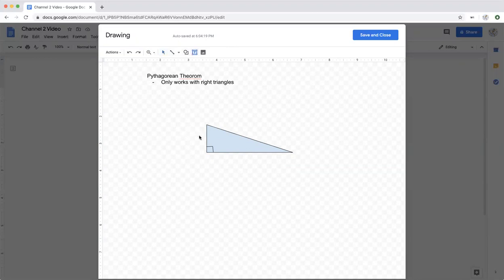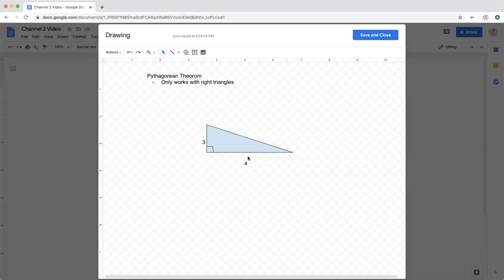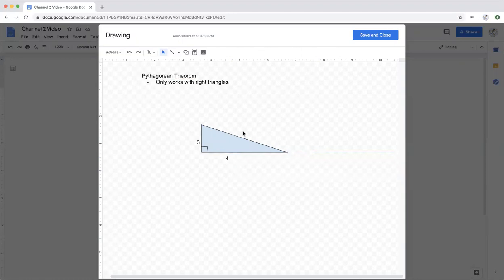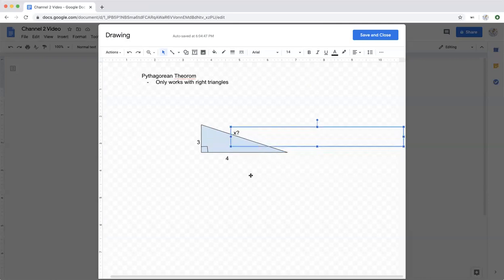This side length is 3. Oh no, let me create a new text box. This side length is 4. And our goal is we are trying to find this side length, and that will be called x for the moment.